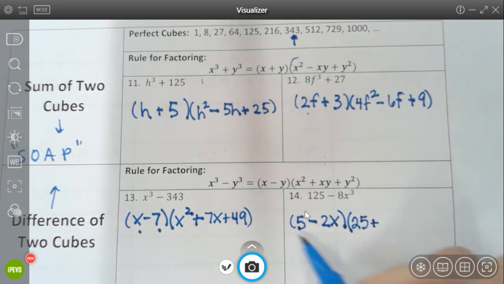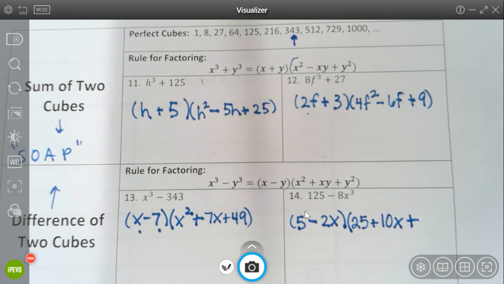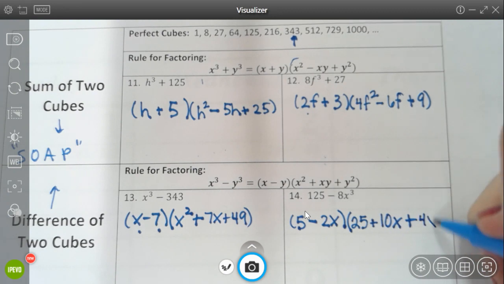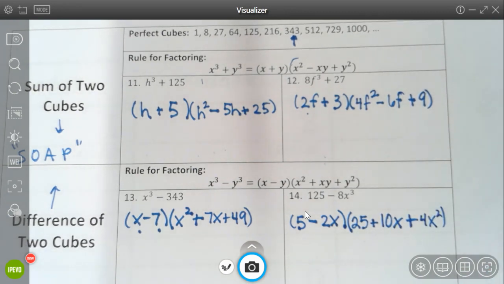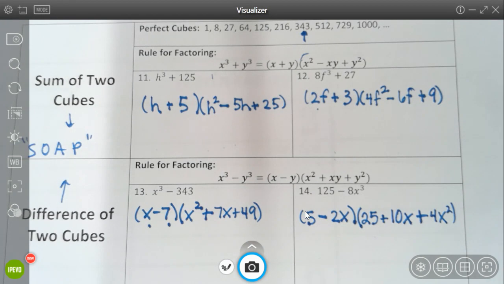Multiply those two terms together. So 5 times 2x is 10x. Last term is always positive. And then I'm going to square that. So 2x times 2x would give me 4x squared. So those are our factoring patterns for our sum and difference of two cubes.